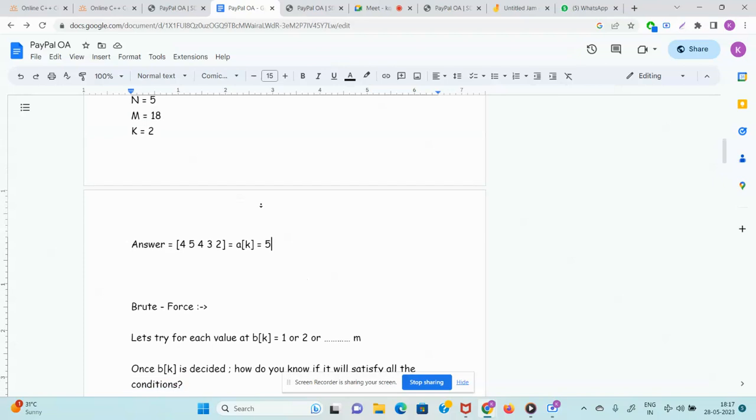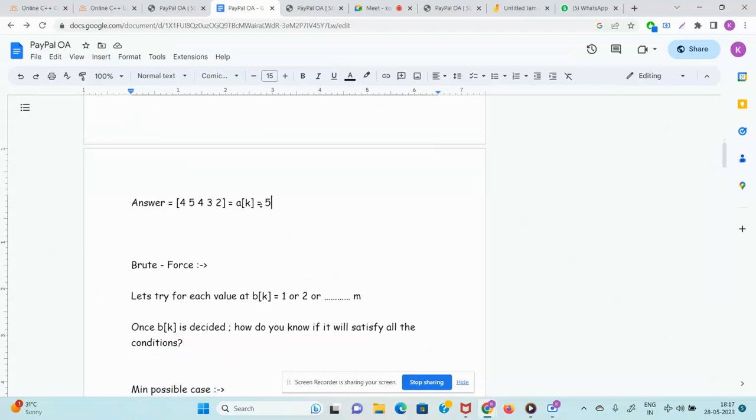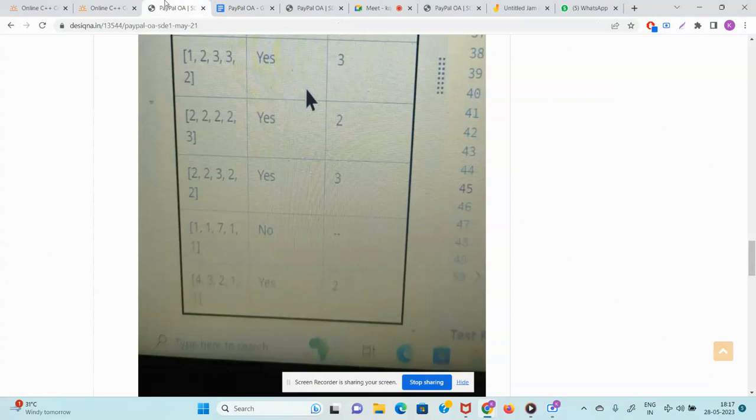So guys, now let's try to understand the brute force solution. What can you do? Guys, you can try each value at b of k. Simple, guys, common sense. You can try what will happen if you use a 1, if you use 2, if you use 3, if you use 4, 5, 6. At some point it will break. See, it is clearly written.